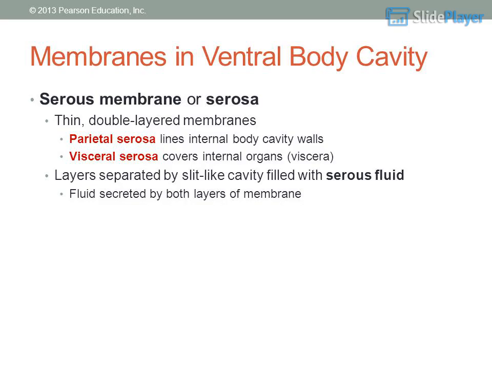Membranes and ventral body cavity. Serous membrane, or serosa, is a thin, double-layered membrane. The parietal serosa lines internal body cavity walls. The visceral serosa covers internal organs, the viscera. The layers are separated by a slit-like cavity filled with serous fluid. The fluid is secreted by both layers of the membrane.